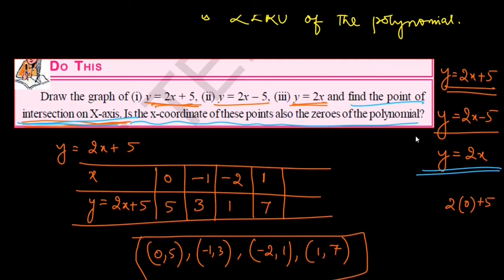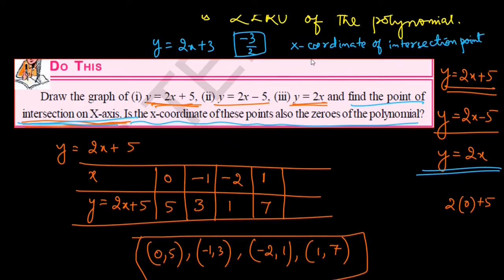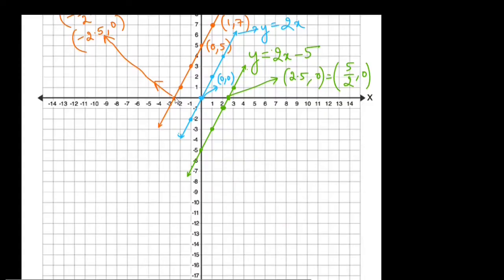Yes. Previously we have seen for y is equal to 2x plus 3, algebraically we got the 0 as minus 3 by 2, and graphically also the x-coordinate of the intersection point is the 0 of the polynomial. So here also the x-coordinate of the point of intersection are the zeros of the corresponding polynomials.